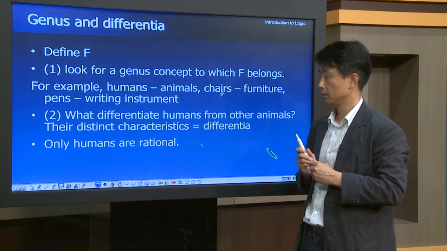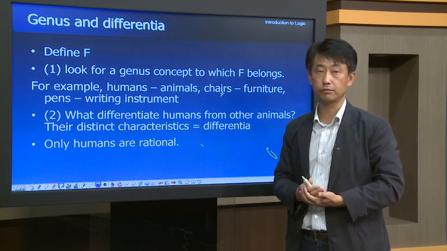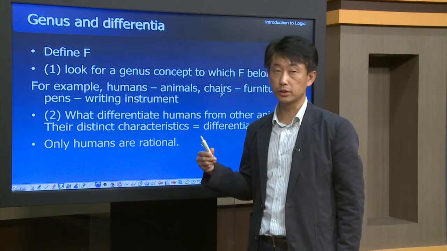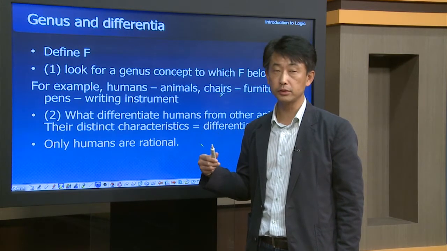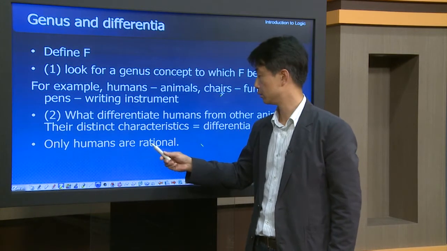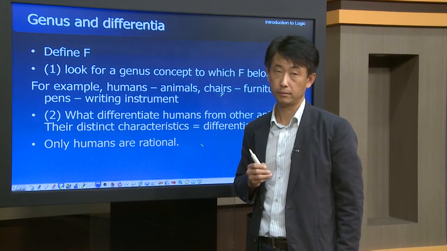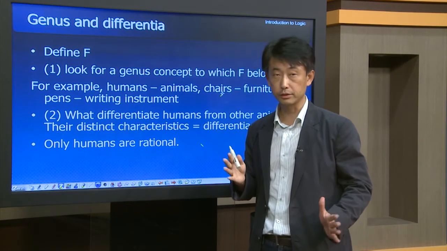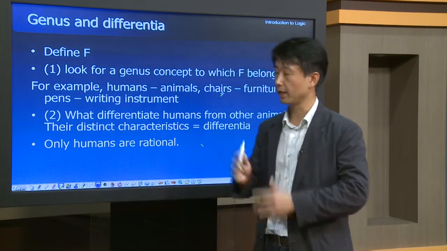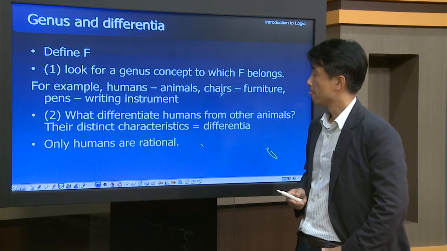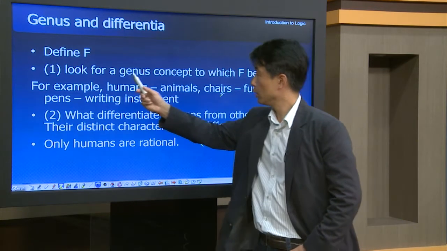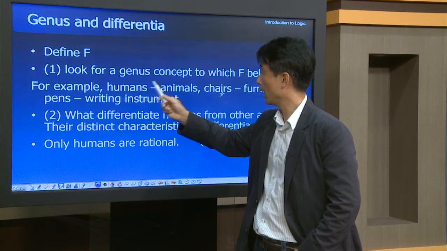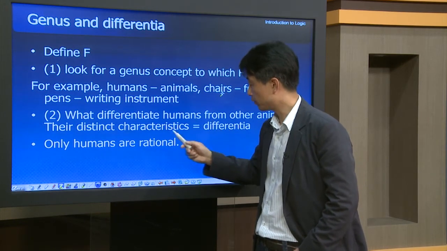So, for example, some philosophers, Aristotle, said that humans are animals, but humans are distinct from other animals in that only humans are rational. They have rationality as a distinct characteristic. It's kind of biased, but let's say that's true. Then you can define humans by saying humans are animals that are rational.